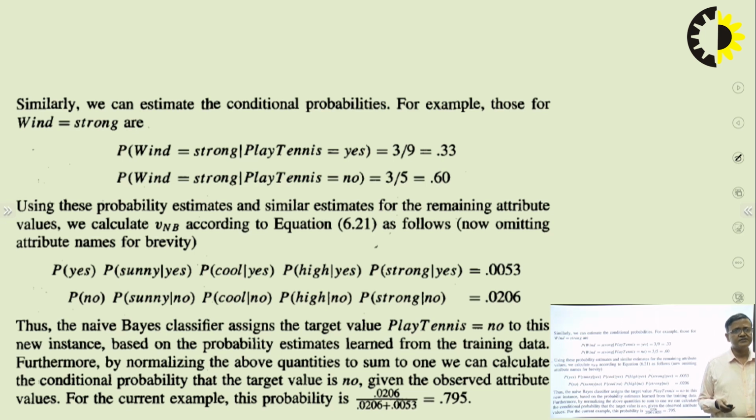So for this new instance, based on probability estimates learned from the training data, we can further normalize the above quantities to sum to 1. We can calculate the conditional probability that the target value is no given the observed attribute values. For the current example, this probability, after normalizing, is 0.0206 divided by 0.0206 plus 0.0053, which comes out to be 0.795. So this is how we use the naive Bayes classification.